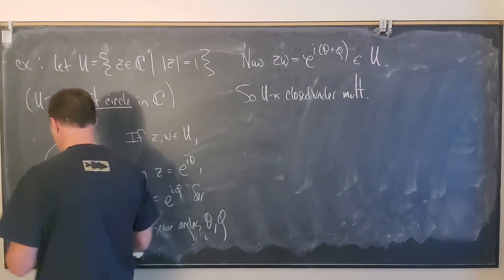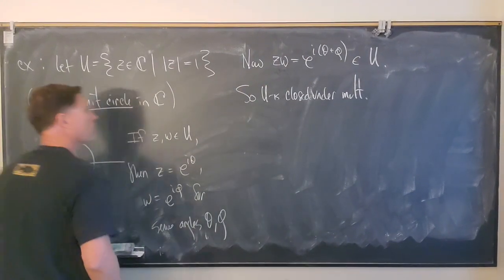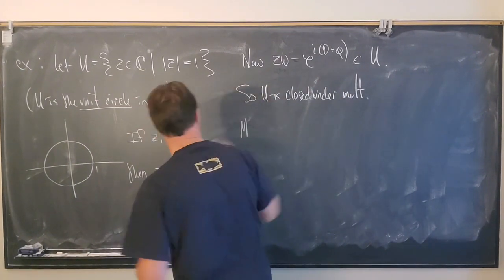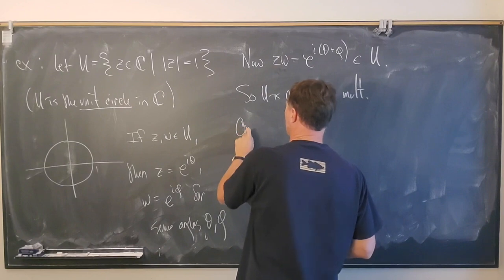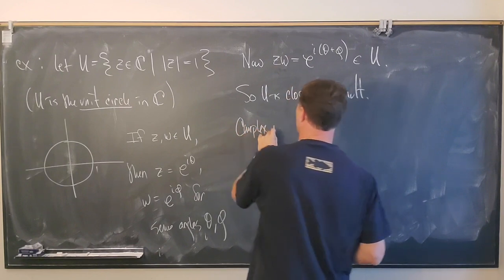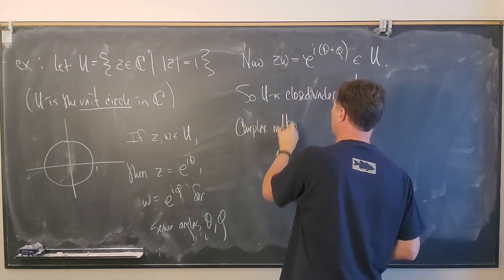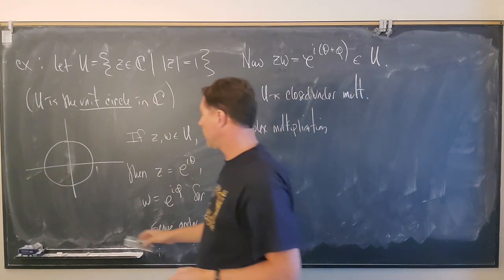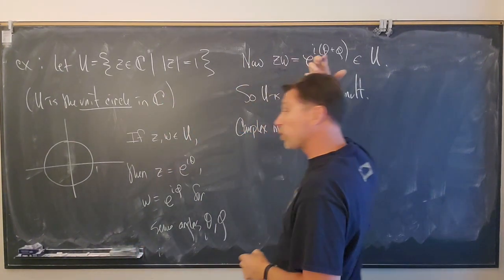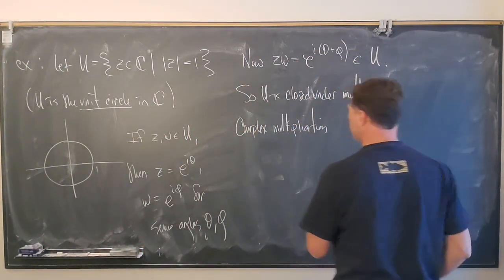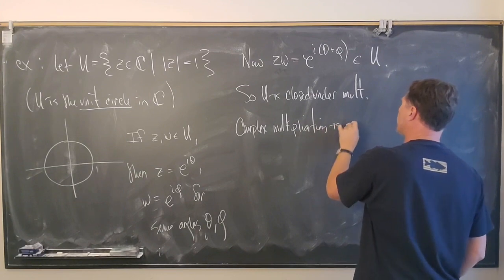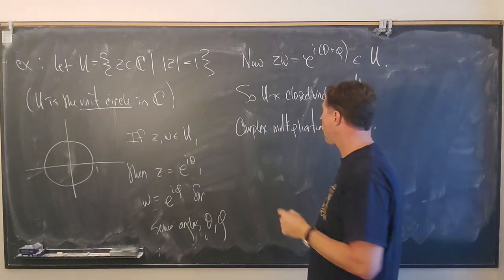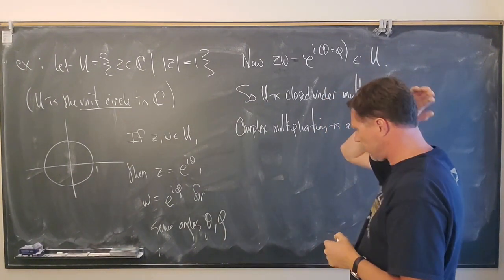Multiplication of complex numbers is definitely associative. Let's say complex multiplication. That's especially easy to check if you use the polar form of complex numbers. If you want, maybe it's worthwhile to grind it out, but we're not going to do it here. So complex multiplication is associative.